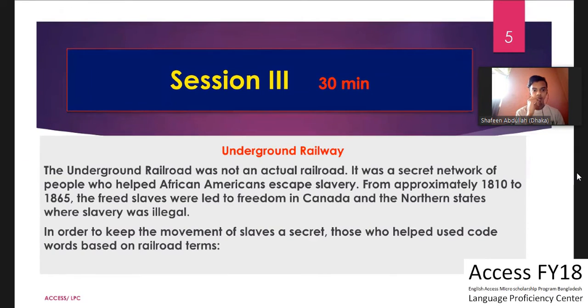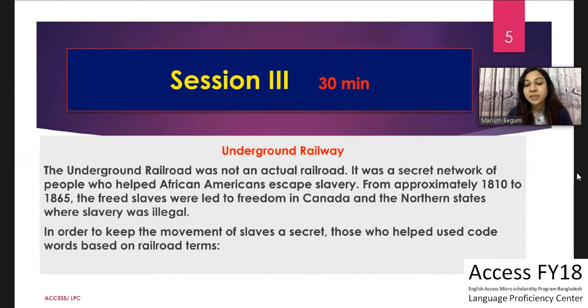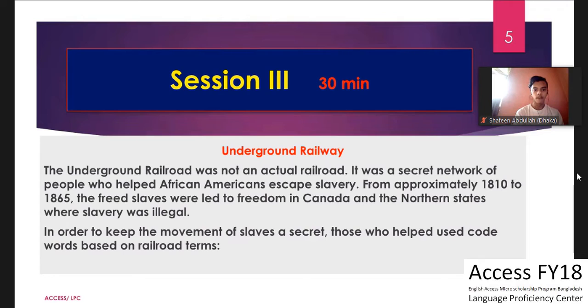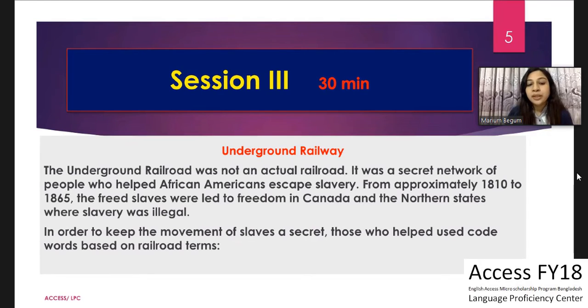In order to keep the movement of slaves secret, those who helped used code words based on railroad terms. Exactly. So that was actually a code term, the Underground Railway. Here you saw that they were heading to the northern states and Canada, because slavery was illegal there, and they would no longer be slaves. That's why their mission was to go there, so that they could get rid of slavery.